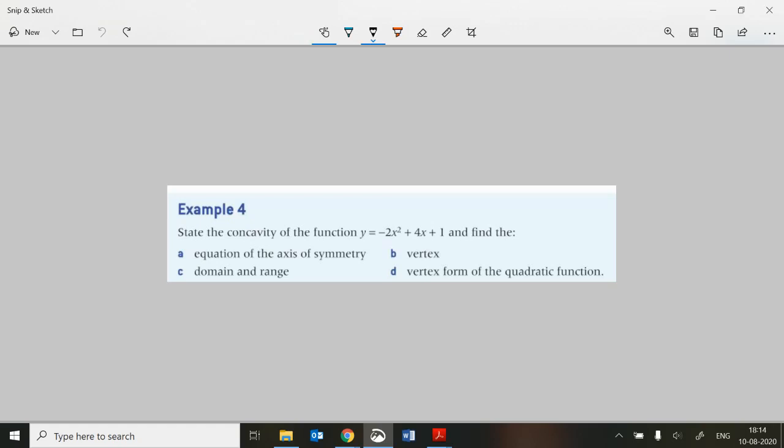I think you should know about that already, to be honest. So this is going to be concave downwards. And for part A, it says find the equation of the axis of symmetry.